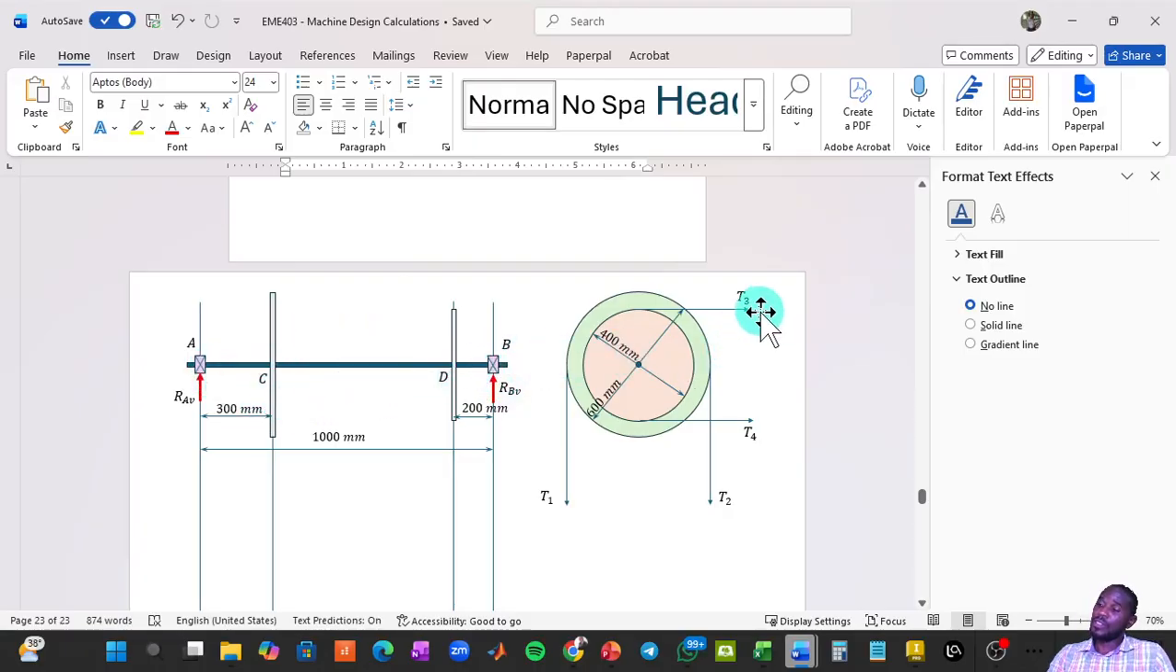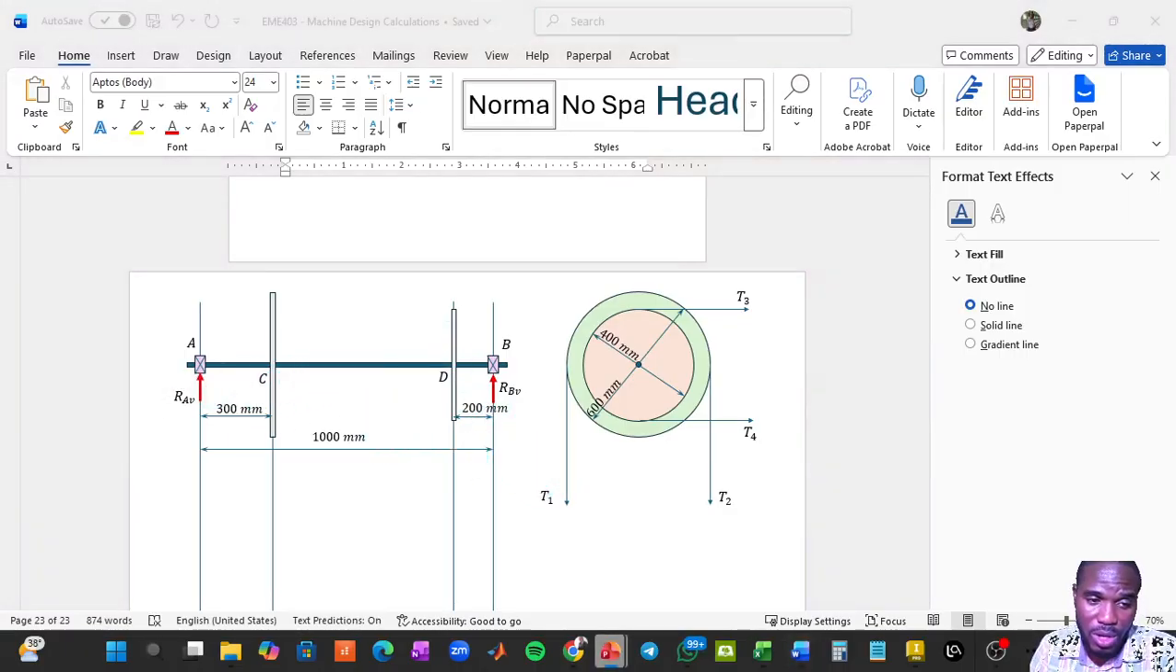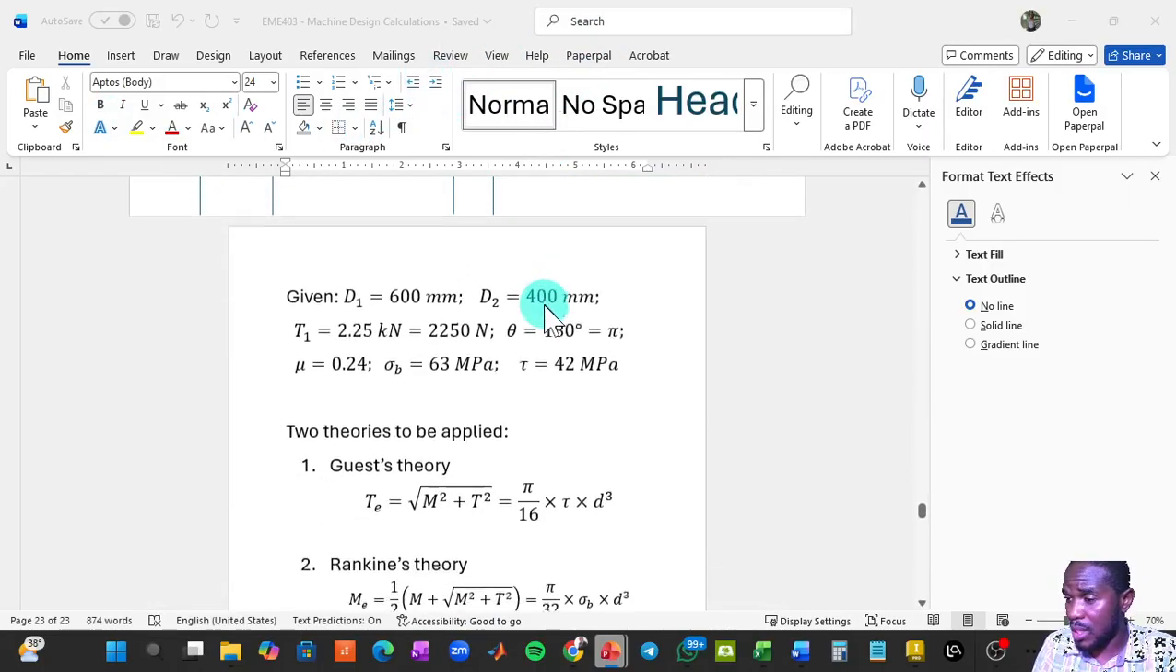So T3 and T4, their combined effect will be in that direction, right? And the reactions here will be downwards. So while this is going this way, this one is going the other direction. So the moments of FDH about B will be equal to the moment of RAH about B. Okay, and we've had those distances already. So let's do this very quickly.